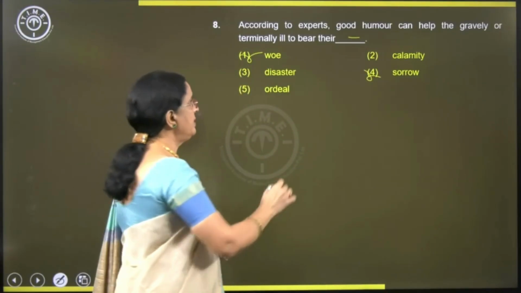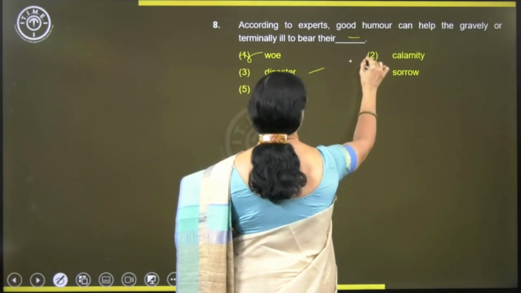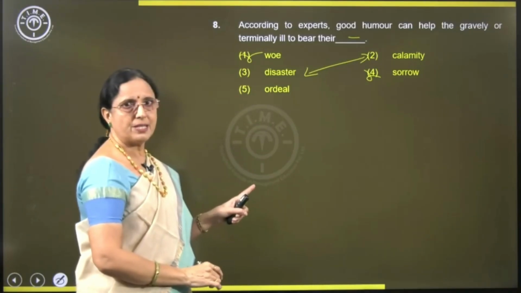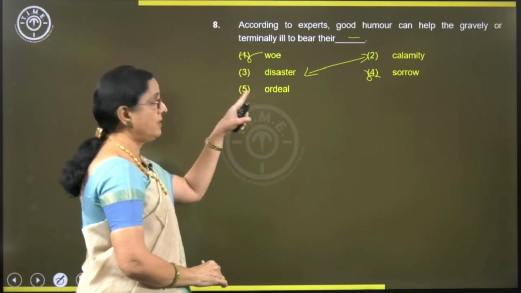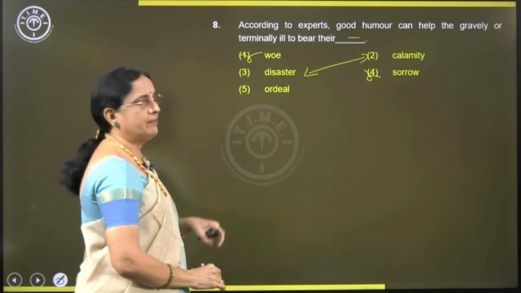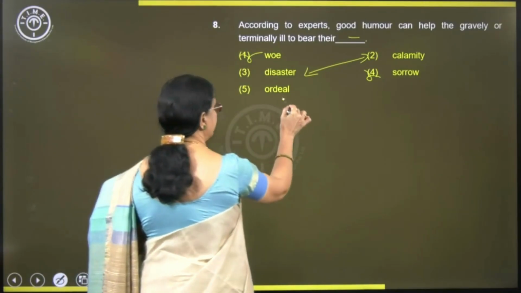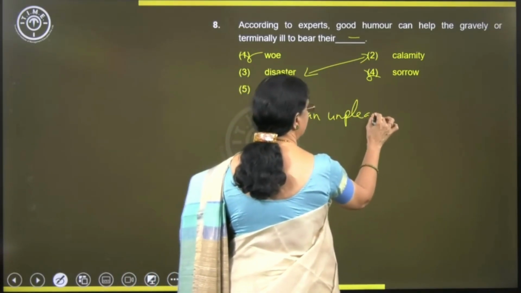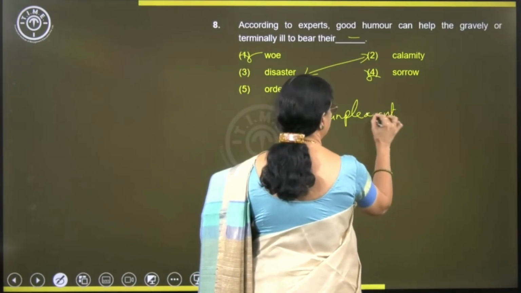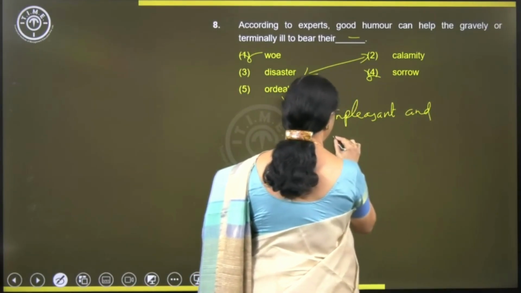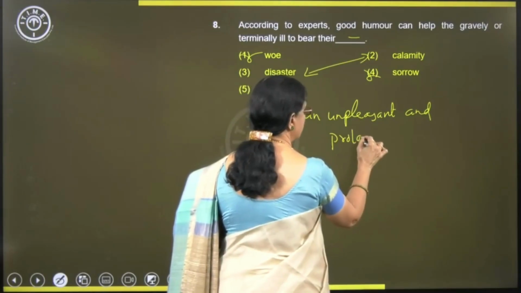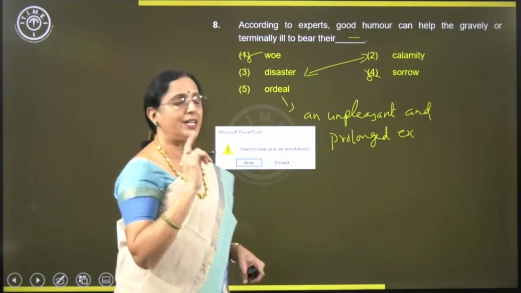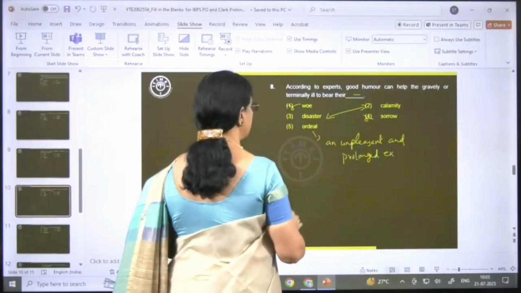Calamity? No. Calamity and disaster are used for natural. Natural calamities, disaster. These are not used for persons. You understand? These are related to nature. Ordeal. What is an ordeal? An unpleasant, uncomfortable, an unpleasant and prolonged experience. And what's the word for that? Chronic. Alright. Chronic is the word.